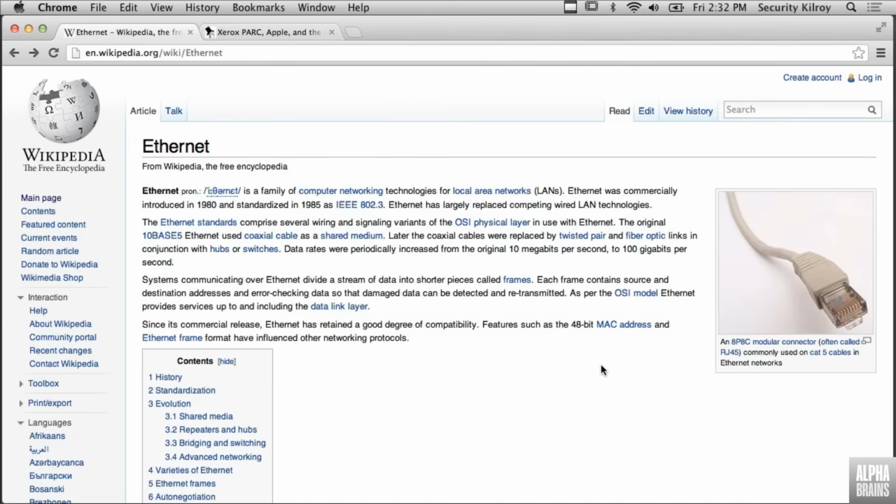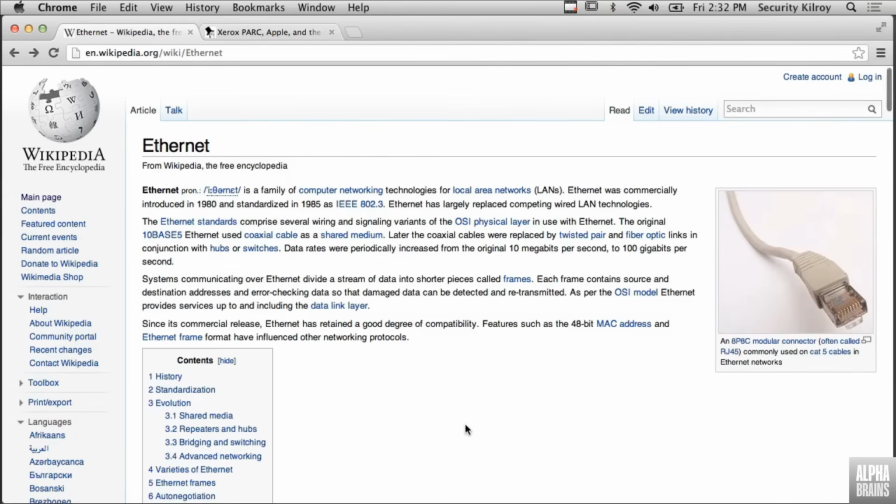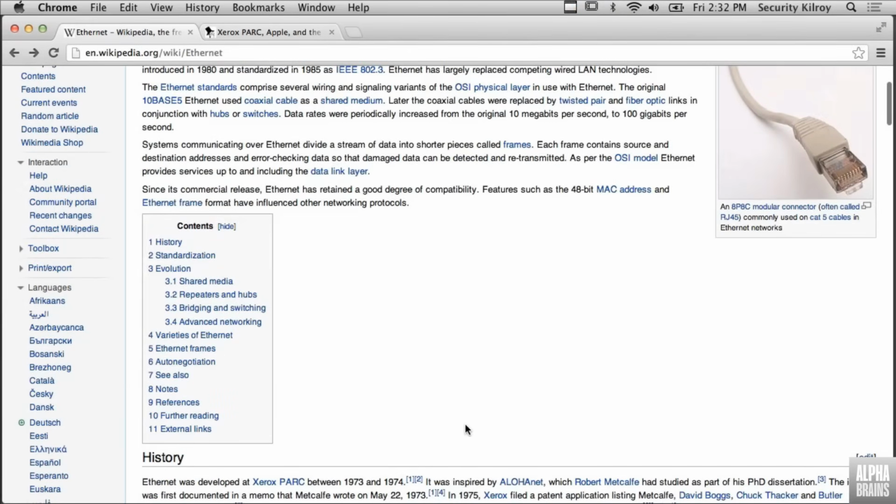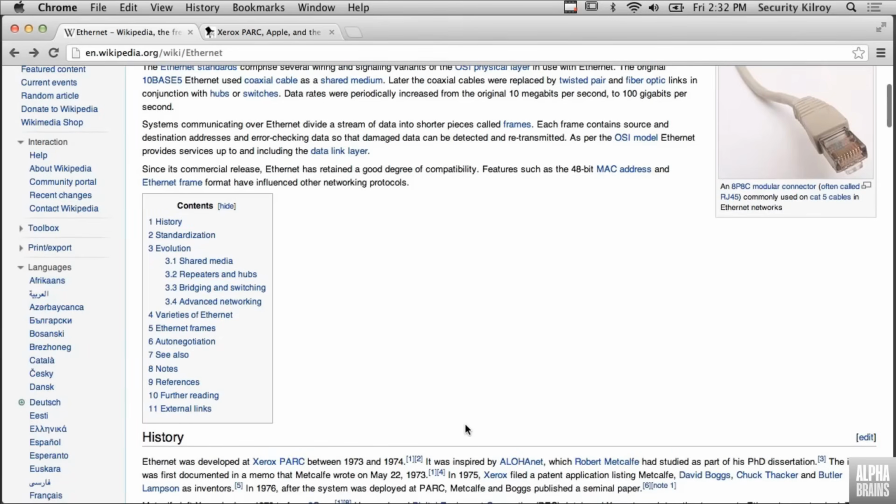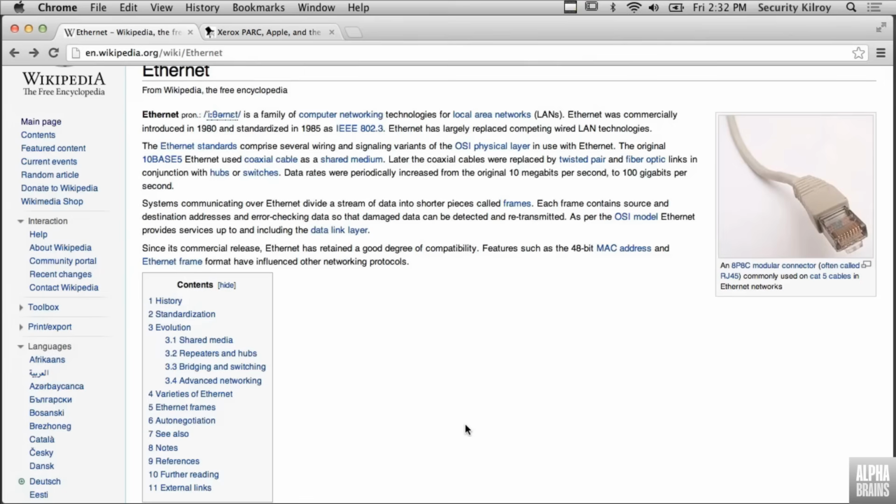There's the original 10-base-5, which you see mentioned here, which used coax cable. Then we had 10-base-T, which used twisted pair. Then we have 100-base-T, and then there was 1000-base-T, which is Gigabit Ethernet. So we had a lot of different types of Ethernet protocols, depending on the speed you're going at. And if you can't figure it out from the name, 10 references 10 megabits, 100 is 100 megabits, and 1000 is 1000 megabits, which is, of course, a gigabit.